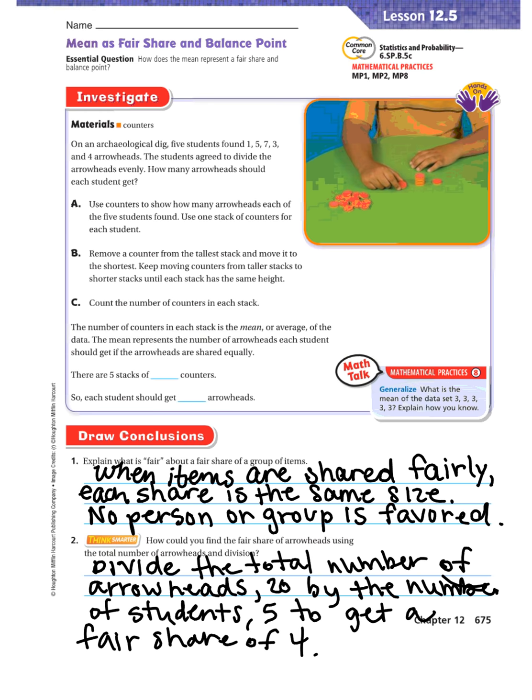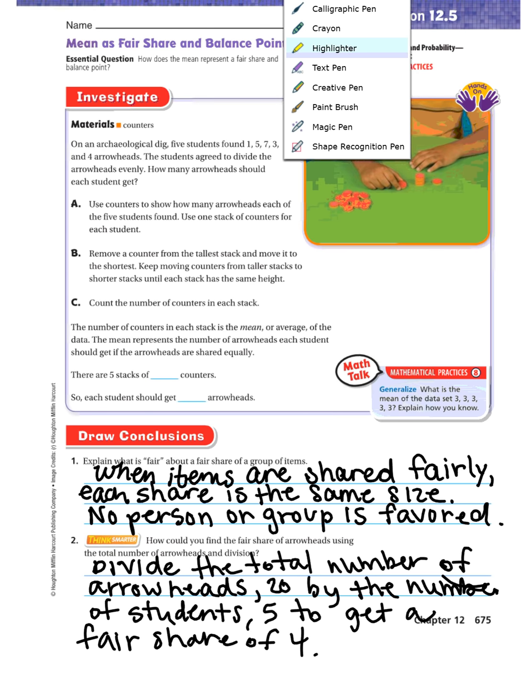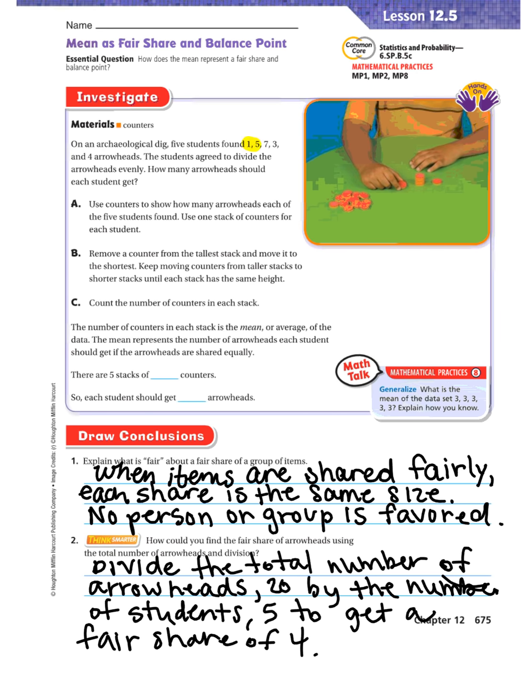So what you're going to do is take each number found and add them all together. Put them all in the same pile, and then you're going to equally divide them among the 5 different kids. Remove the counter from the tallest stack and move it to the shortest. Keep moving the counters from taller stacks to shorter stacks until each stack has the exact same height.